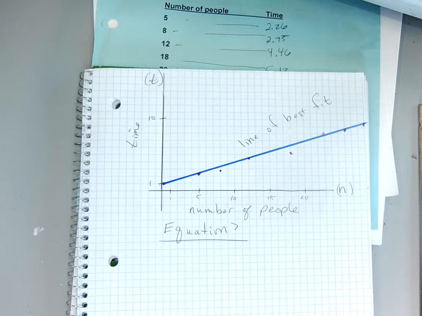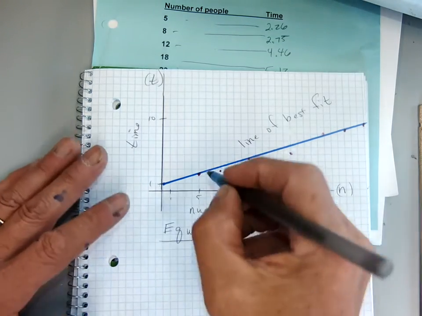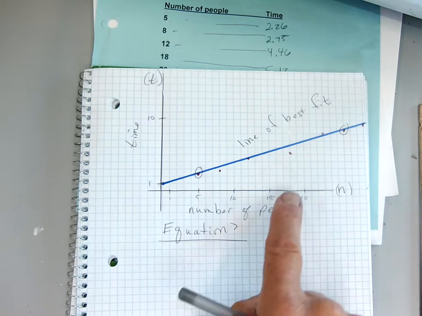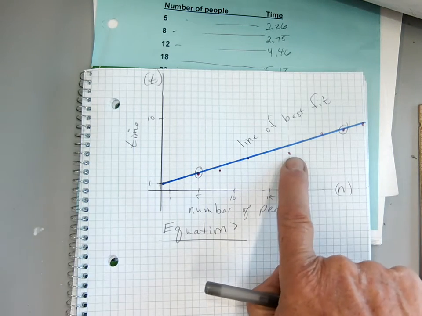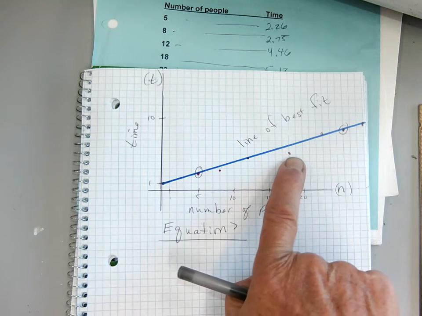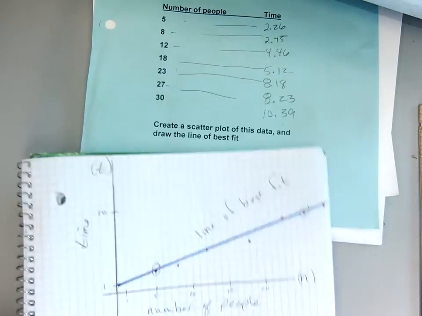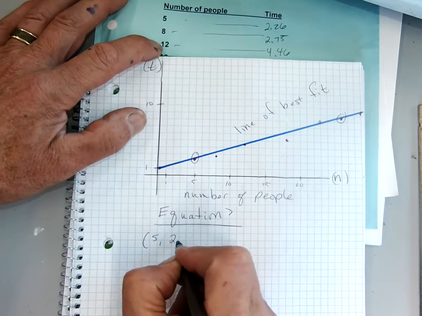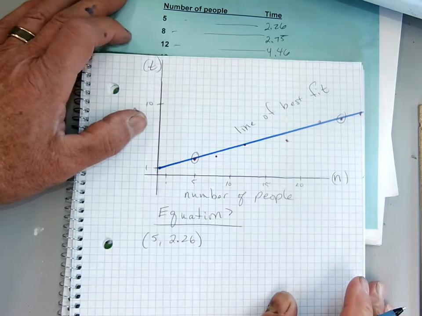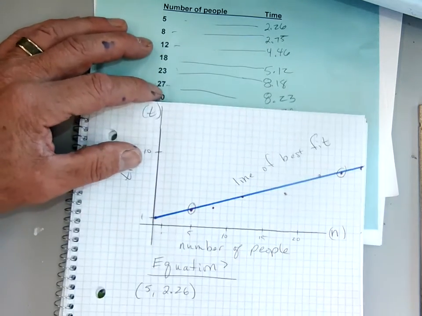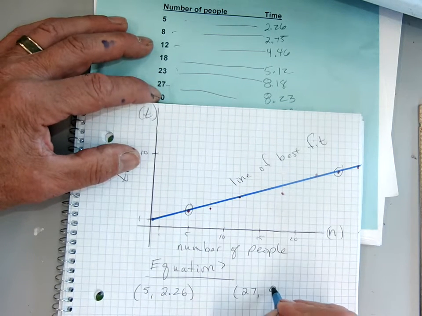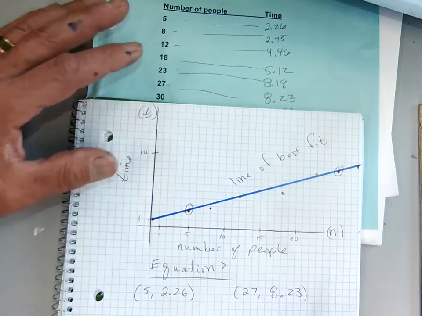If you pick the same points, it'll make it easier for you for notes, but you don't have to pick the same points. I'm going to pick that one and that one, because they seem to be pretty close to my line. I don't think I'd pick that one. You guys probably are going super fast. So the points I picked are 5 and 2.26, and 27 and 8.23.